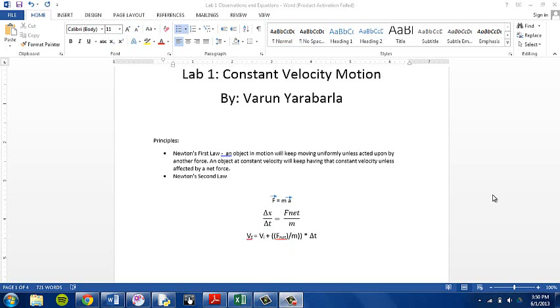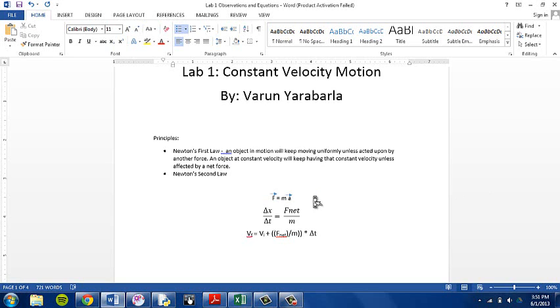There are two principles that can be applicable to this lab, Newton's first and second laws of motion. Newton's first law states that an object in motion will keep moving uniformly unless acted upon by another force. In other words, if it's moving at constant velocity, it'll keep having that constant velocity unless affected by a net force. Taking that further, we have Newton's second law, which is F equals ma.